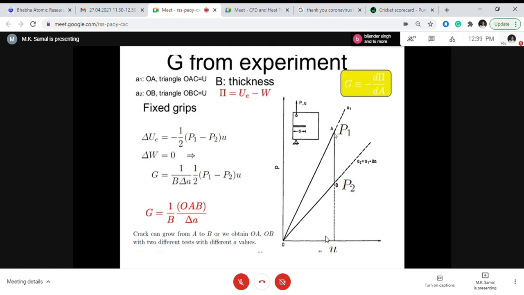So what is work done? That is the integral of force F dx, right? dx is the change in displacement, so that dx is 0. So for the fixed grip case, the work done is 0, delta W, that is the change from A to B.